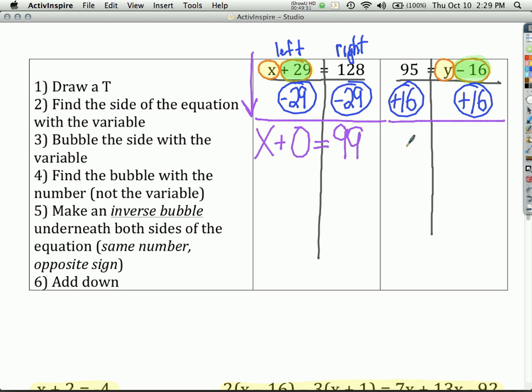What do we get, Michael? We get 111. The equals sign comes down. Y plus nothing is Y. Negative 16 plus 16 is 0.